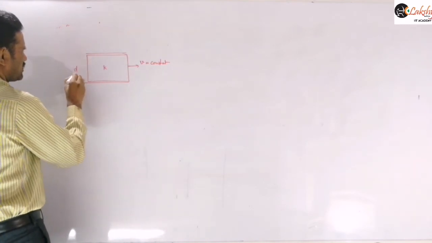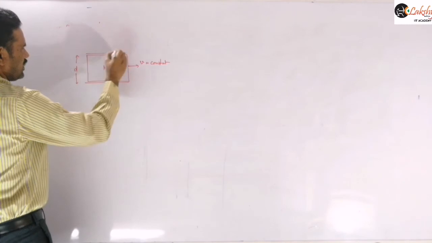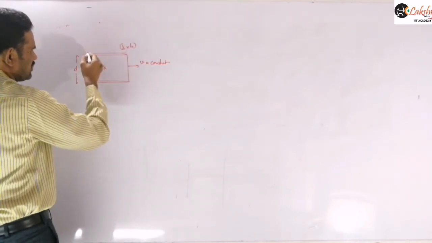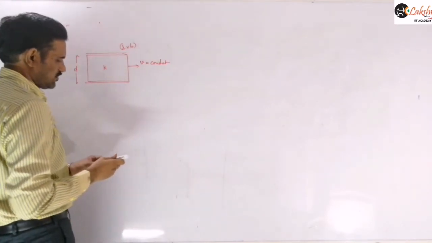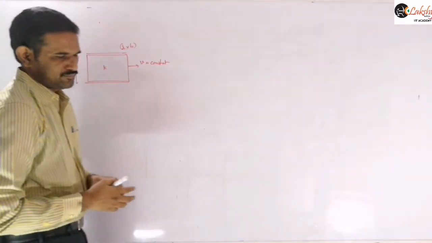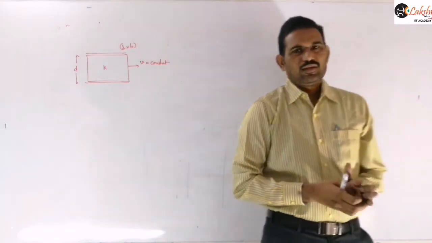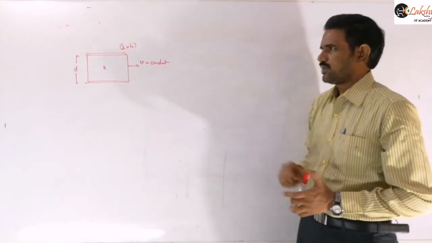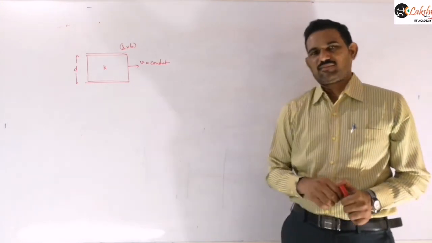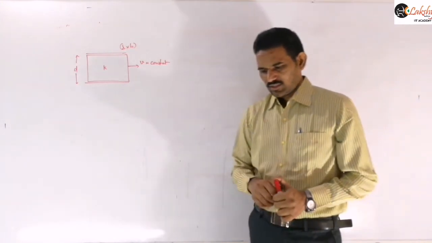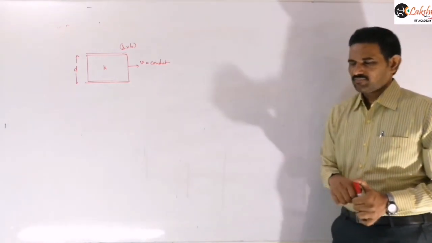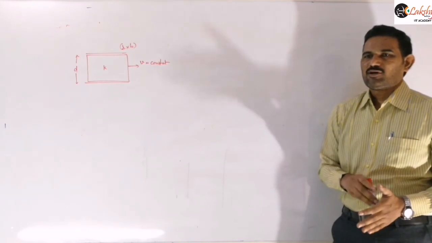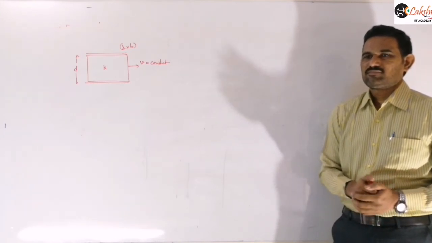The dimensions of these plates: this is d, and these dimensions you may consider as L into B. A rectangular plate, so you can consider it as L into B. So note down that problem. A capacitor of plate area L into B and separation d is completely filled with a dielectric of dielectric constant K.